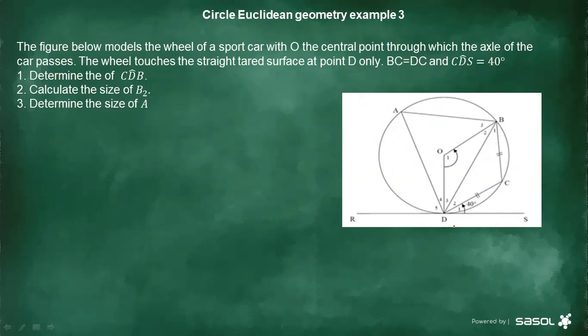Let's go and look for that. Angle CDB, meaning we are looking for this angle D2 here, because it said angle CDB. So we are calculating this angle D2, and let's see how we calculate that.